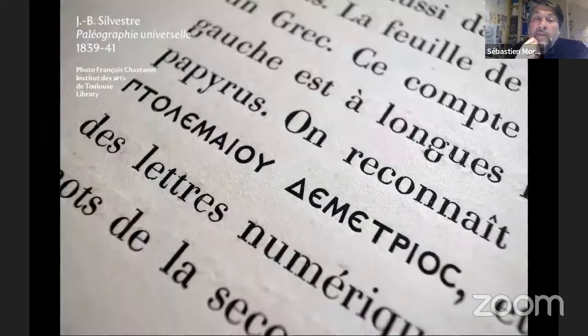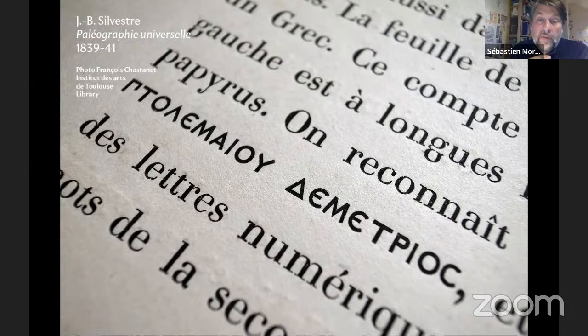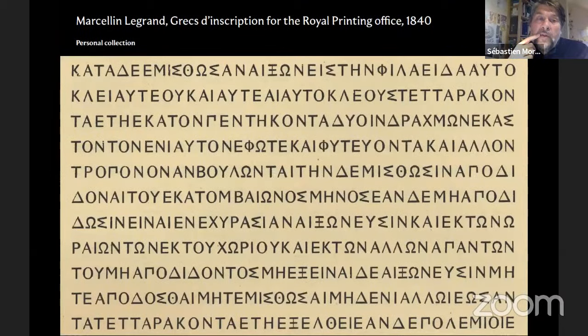And in this case, it was used, especially in the massive Paléographie universelle of Joseph Balthazar Silvestre, printed by the Didot brothers. And you may recognize the Didot typeface that was made by Joseph Vibert for Pierre Didot 30 years before, at least. So there is research to make on this level of sans serif, these sans serif types that were made for paleographic books, for instance. And here is another example that is lesser known.